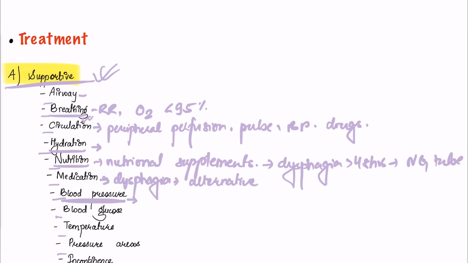The blood pressure should be maintained at an appropriate level. Blood glucose level should be checked, and it should be treated if the blood glucose level is more than 200 milligram per deciliter by either giving insulin or glucose or potassium infusion. And the patient's blood glucose level should be monitored closely to avoid hypoglycemia.